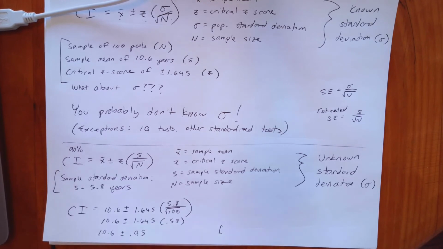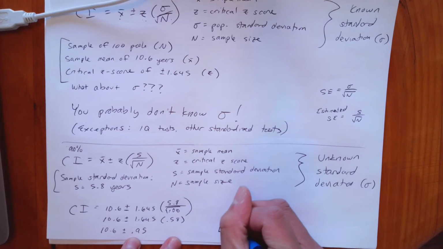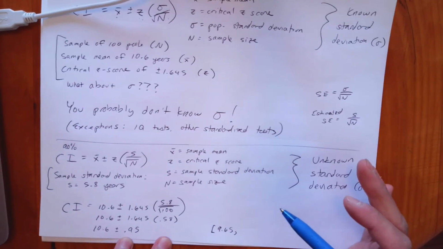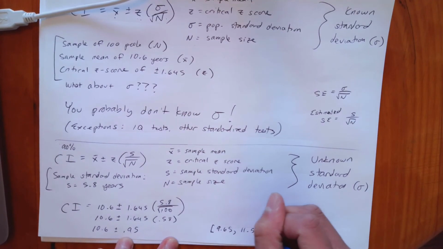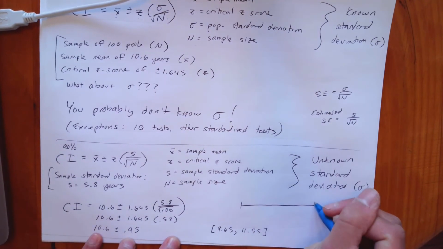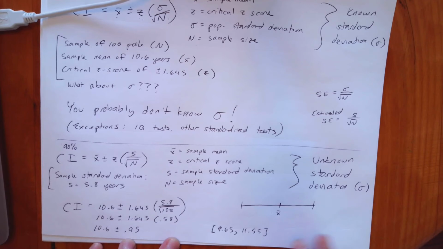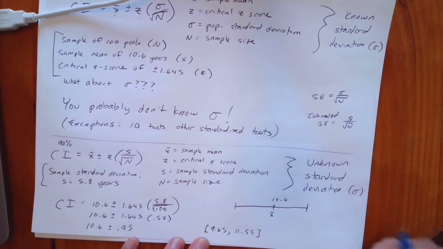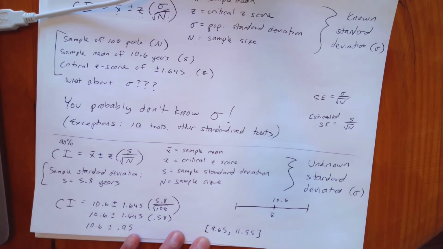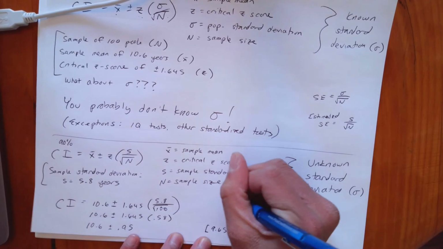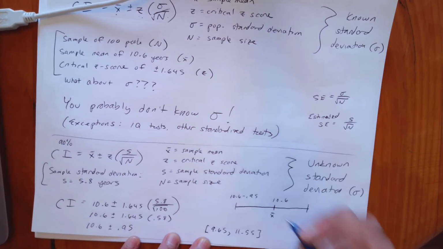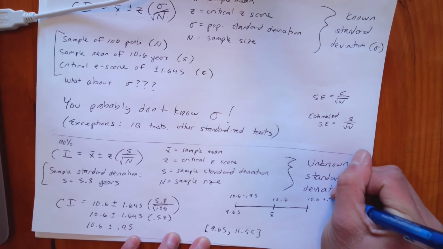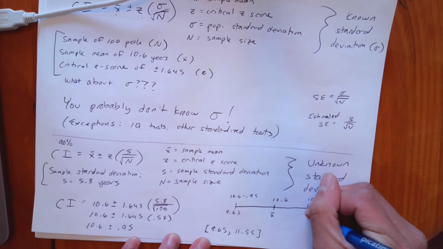So when you subtract 0.95 from 10.6, you get 9.65. And when you add 0.95 to 10.6, you get 11.55. So what we've done here is we have filled in the range of values that is most likely to include our population mean. So this is 10.6 minus 0.95, and it comes out to 9.65. This is 10.6 plus 0.95, and this comes out to 11.55.